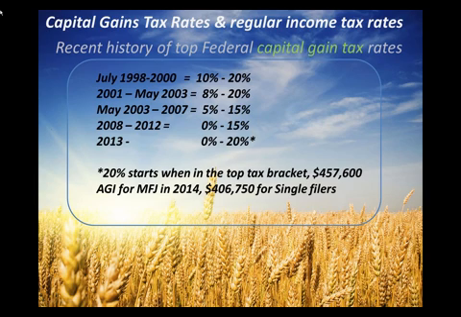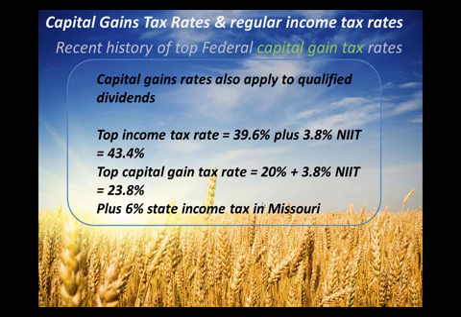The 20% starts when a person gets in the top tax bracket, which for 2014 is $457,600 of AGI if you're married filing joint, and $406,750 if you're single. Capital gain rates also apply to qualified dividends now. So if you have a dividend paying stock, you'll pay the capital gain rate on that.